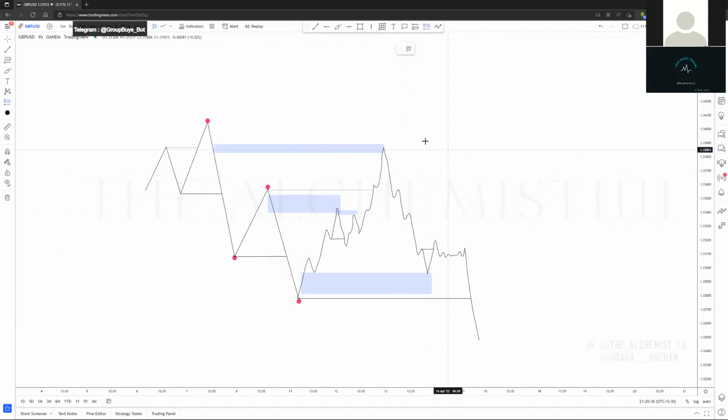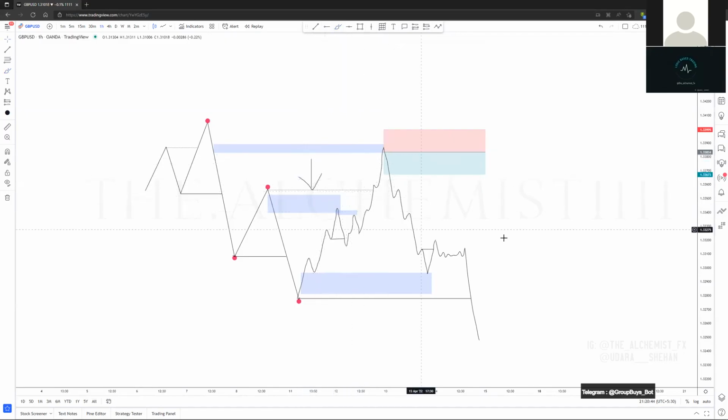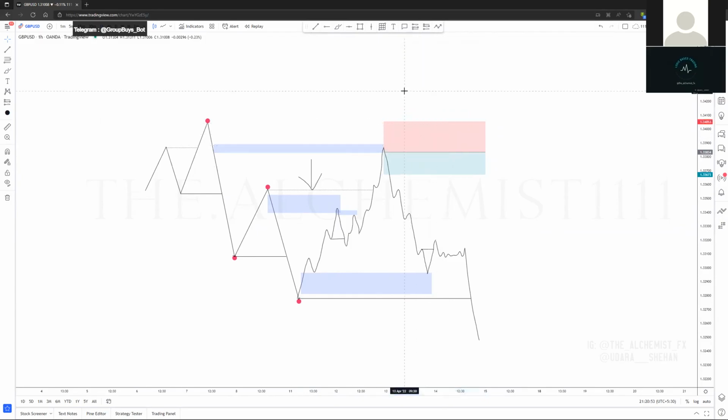So we will be focusing more on this: the entry above the retail pool of liquidity. The safe place for the stop loss is above the strong high, but I know the stop loss is too much and the risk to reward isn't that good. So we can have it above the point of interest.